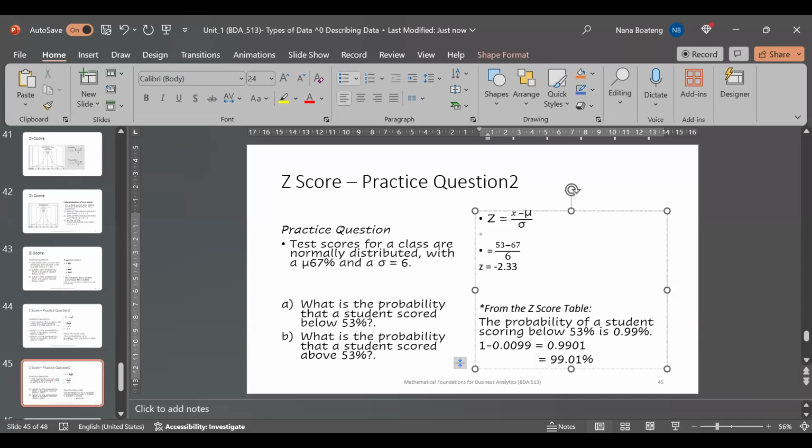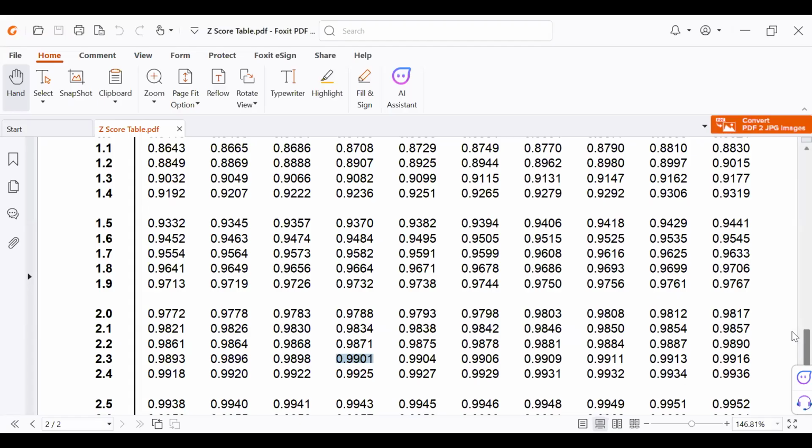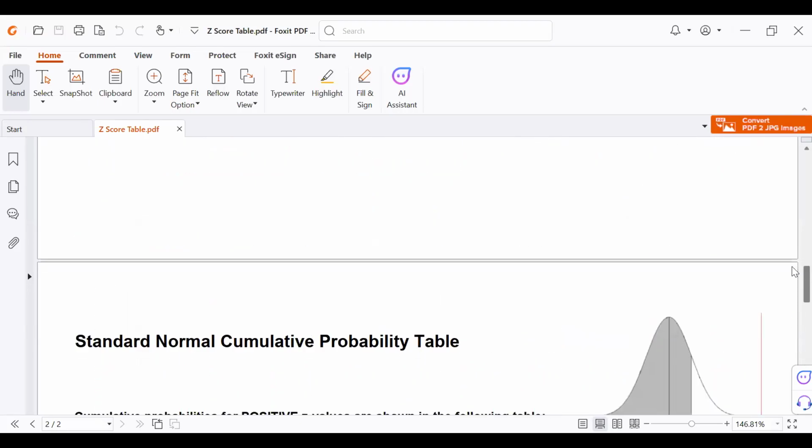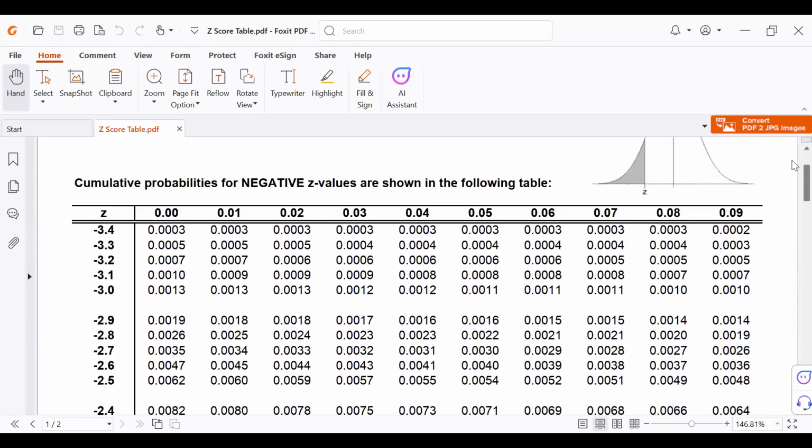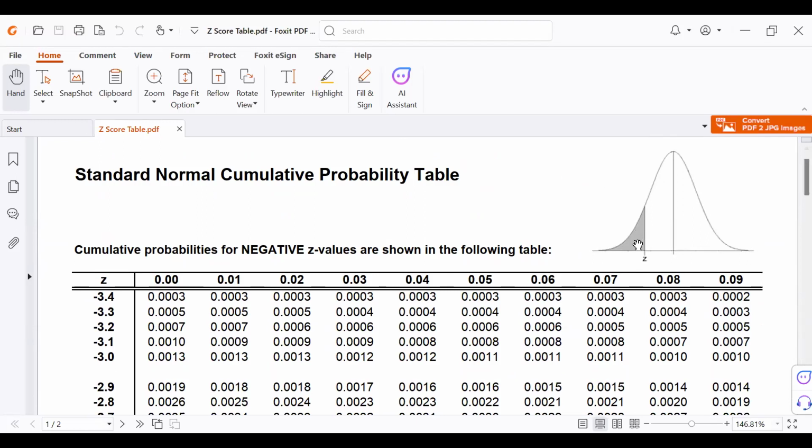So you can even see it here in the table. You see the bell-shaped curve. You see that this one is left of everything, the z, where it is shading. So it is left of that, while the other one is on the other side.